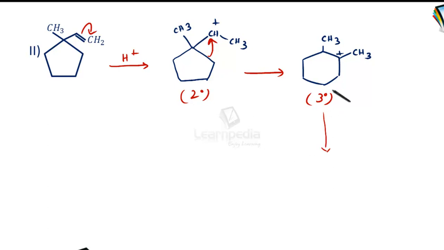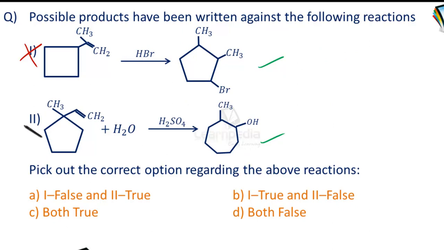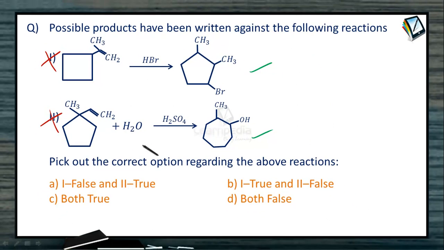And this carbocation further reacts with water, giving out the H+, resulting in the final product, which is this one. Let us check out whether this is our final product in the reaction given in the question or not. Definitely not. So here both the products given against these reactions are wrong. So that is the reason why our answer is option D.